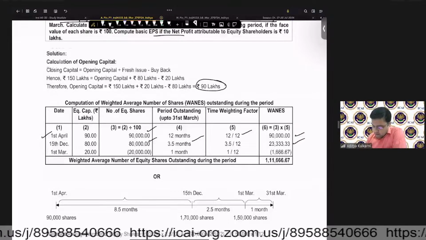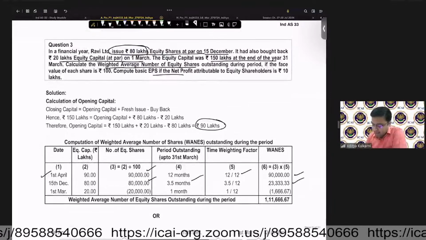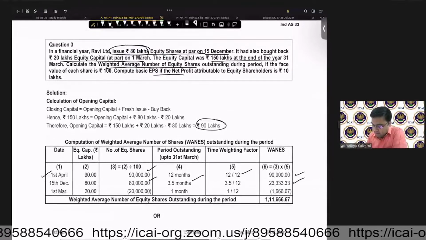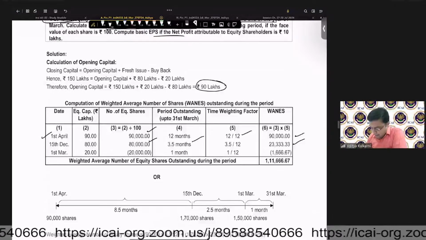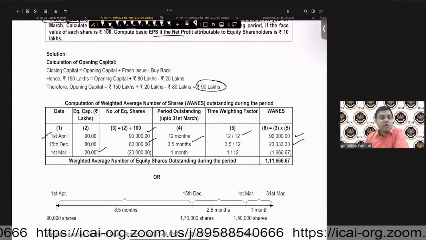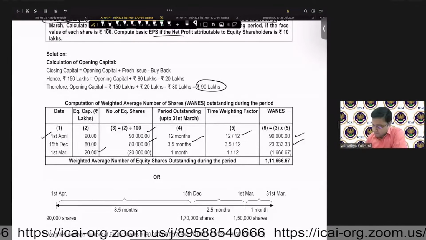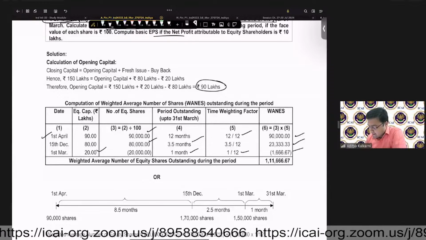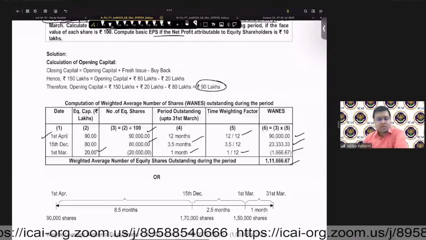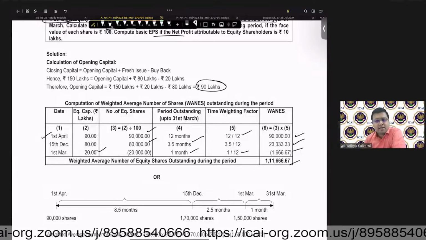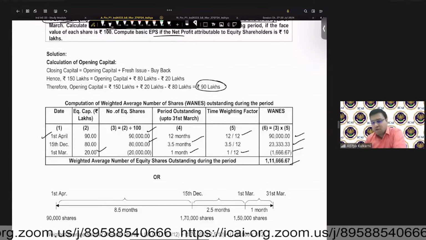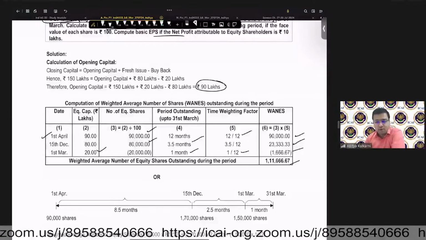And last one is on 1st March, I do a buyback. Bought back rupees 20 lakhs of equity capital. So I do a buyback. That means these shares were not present for 1 month. So 1 month as a reduction we show. So 1,11,667. This is the manner the Institute has always presented in its solutions, which is correct.